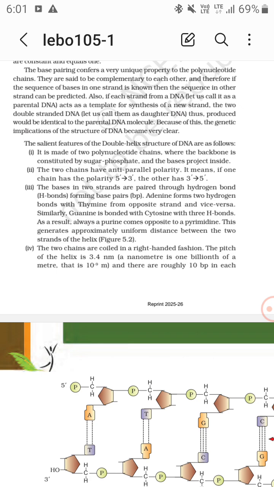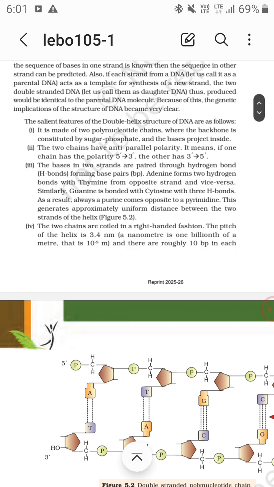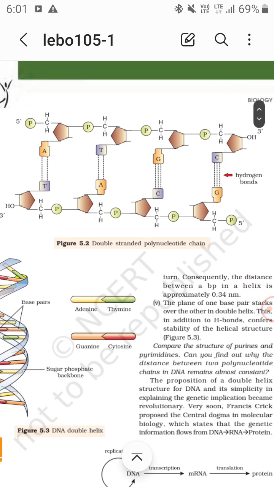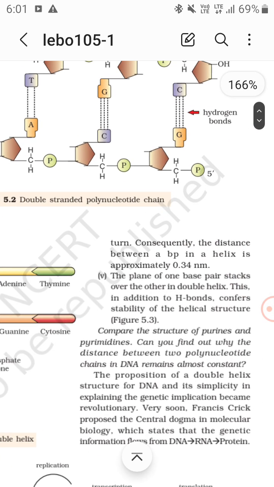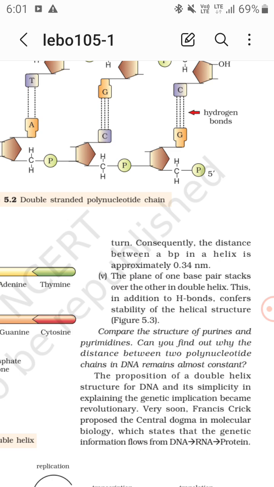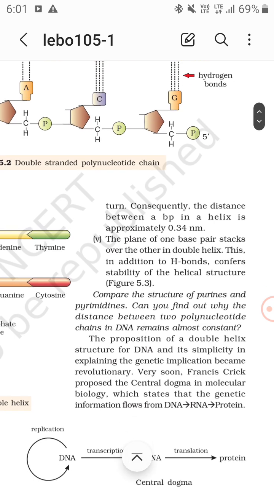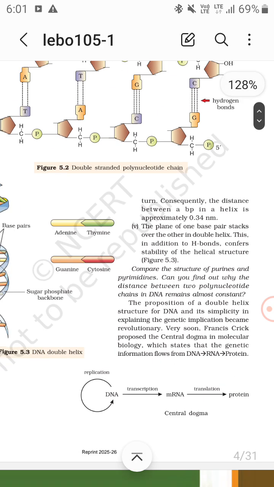As a result, a purine always comes opposite to a pyrimidine. This generates approximately uniform distance between the two strands of the helix. The two chains are coiled in a right-handed fashion. The pitch of the helix is 3.4 nanometers, and there are roughly 10 base pairs in each turn. Consequently, the distance between a base pair in a helix is approximately 0.34 nanometer. The plane of one base pair stacks over the other in the double helix. This, in addition to hydrogen bonds, confers stability to the helical structure.